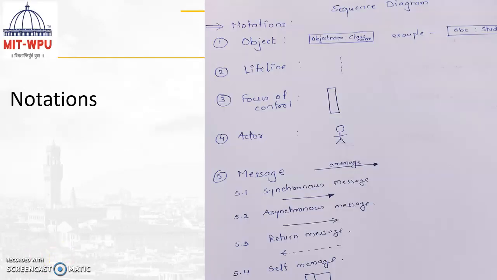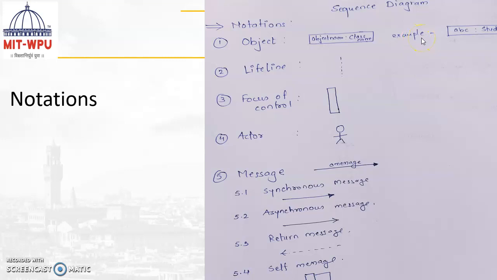how to draw a sequence diagram, we need different notations. Here this slide shows different notations which we can use to draw a sequence diagram. So it starts with the first notation. We can call it an object. Here in a sequence diagram, we can represent an object with the help of a rectangle, and inside that you can write a class name or object name.